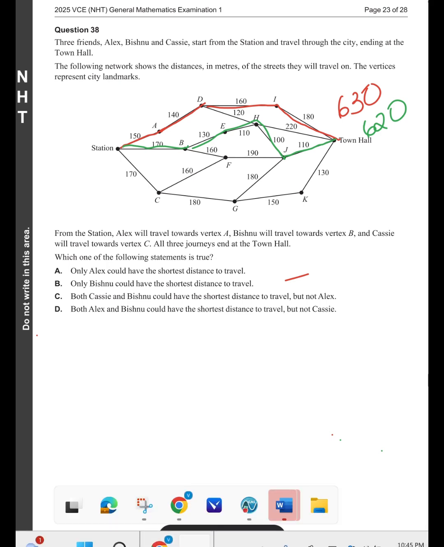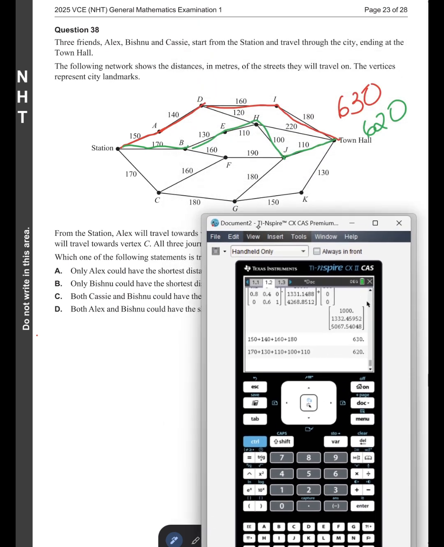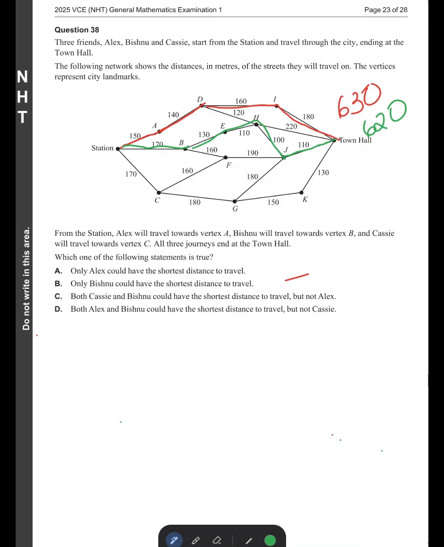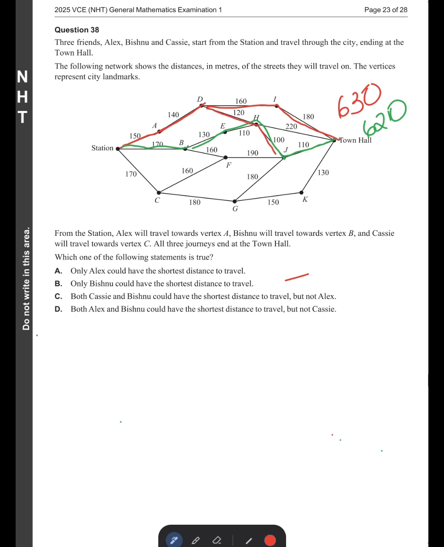Did I mess up Alex's? 150, 140, 160, 180. I did mess up Alex's because I don't know if you guys picked up on it, but if Alex goes this way, he's going to also follow that same path there, which is actually going to be 10 shorter. So Alex could also be 620.